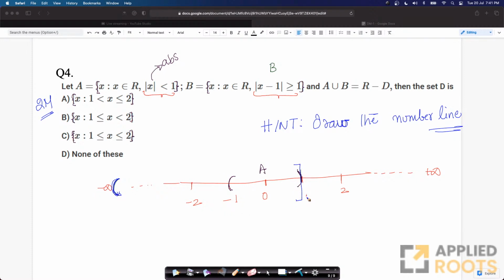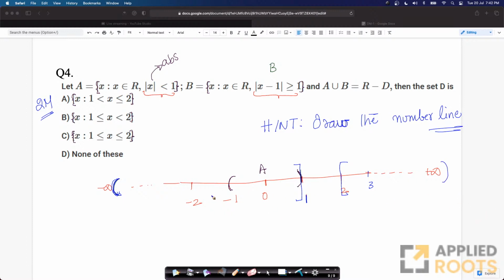Now, we said that everything between 1 and 2 will not be there in set B. But will 2 be there in set B? Yes, because 2 minus 1 is 1. So 2 will be there. Will 3 be there? So let me draw it carefully. Yes, 3 minus 1 is 2. Absolute value is 2. So everything from 2 up to minus infinity will also be there.